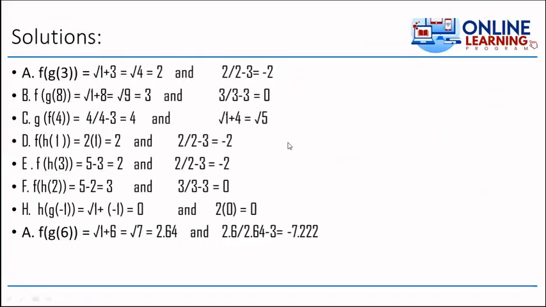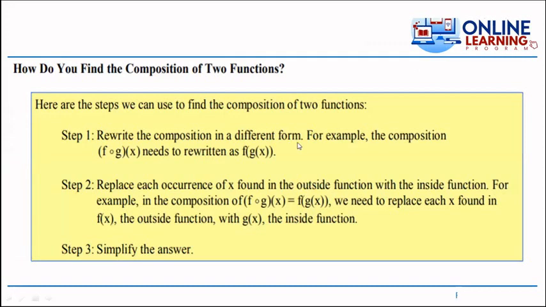Okay? Okay. So, next, we're going to continue. So, meron din ano dito, no? Another steps, no? How do you find the composition of two functions? So, here are the steps you can use to find the composition of two functions. Pareho lang kanina, no? First, you write the composition in different form. For example, the composition f of g of x needs to be rewritten as f(g(x)). Okay? So, pareho lang siya kanina. Replace its occurrence of x found in the outside function with the inside function.